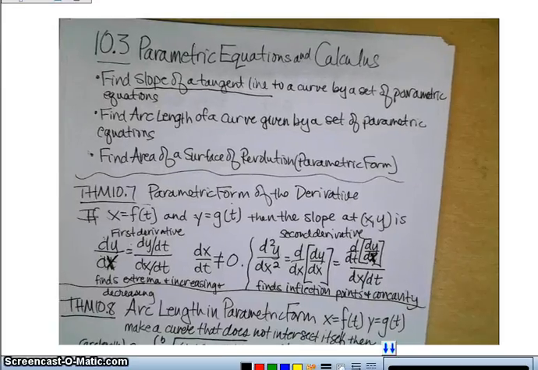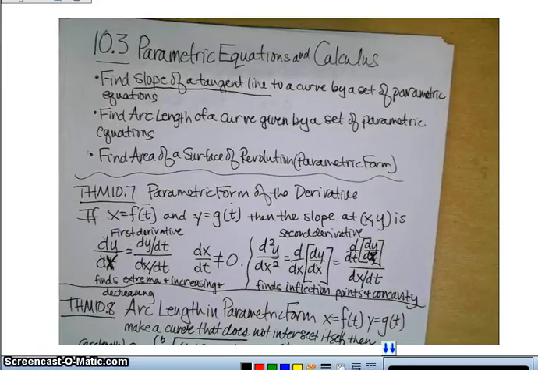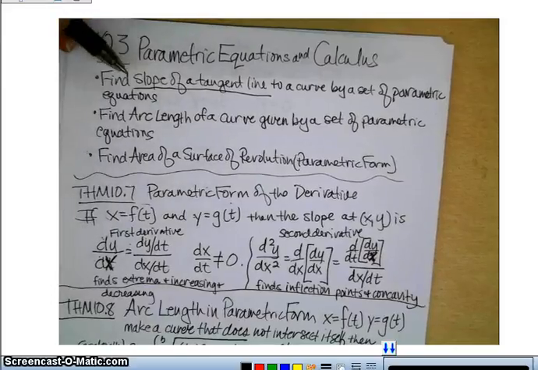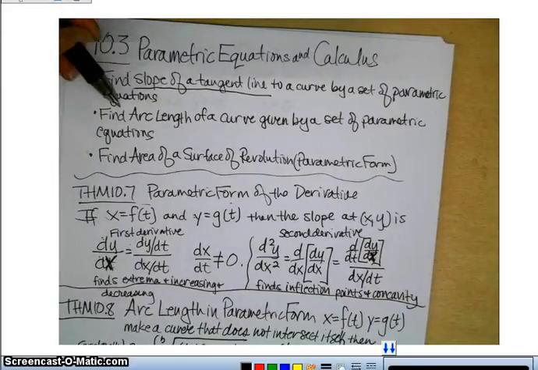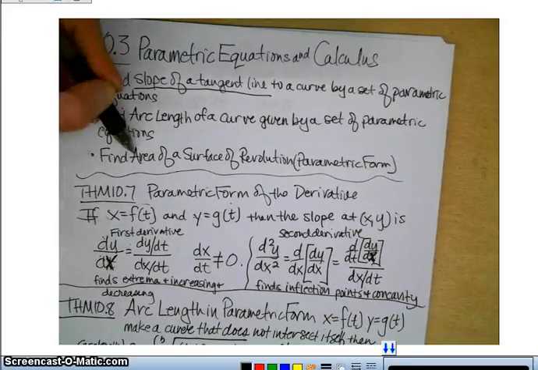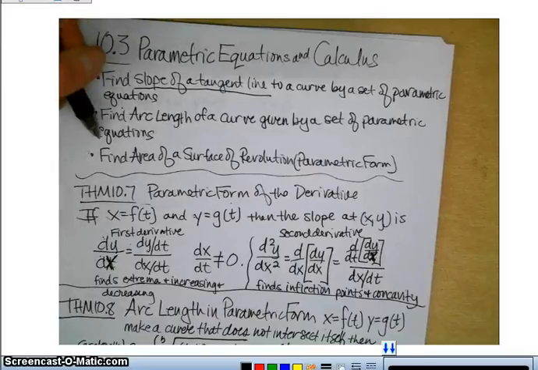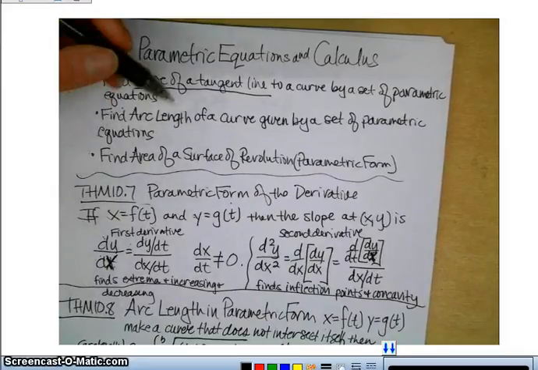All right, these are notes on section 10.3, Parametric Equations and Calculus. We're going to do three things. We're going to find the slope of a tangent line, find the arc length, and find the area of a surface. You don't have to write these down in your notes, but you should write everything else down though.